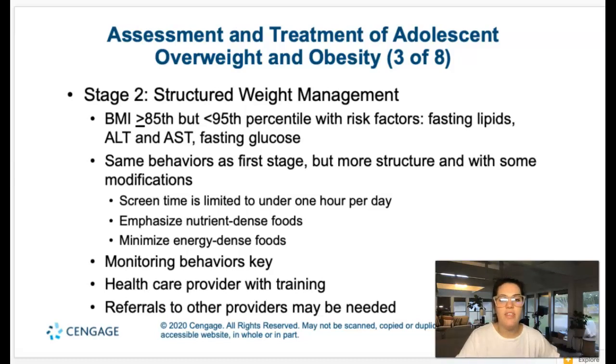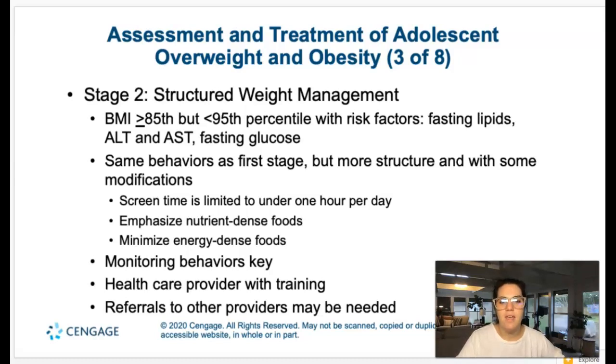So with this stage 2 level of weight management intervention, we might add in some more structured and specific guidelines or changes to these behaviors to make them a little bit, I don't want to use the word strict, but to maybe tailor these behavior goals towards this specific individual.